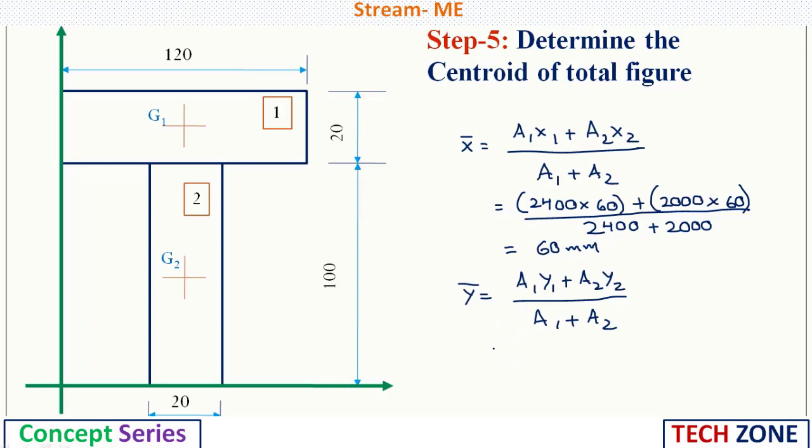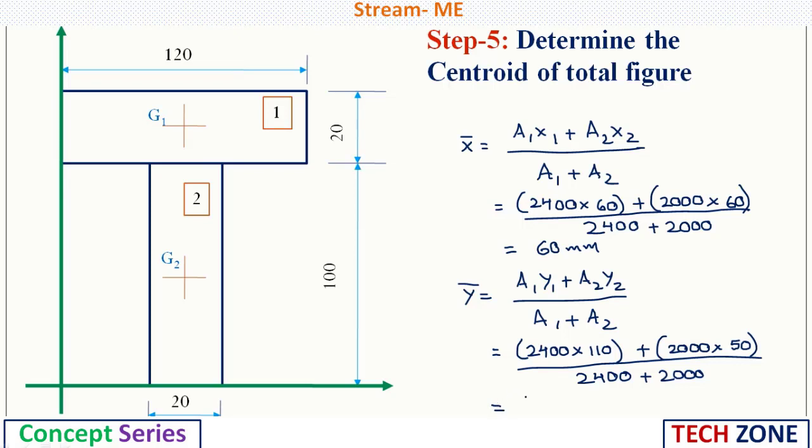Now similarly we need to determine y bar. So y bar is A1 y1 plus A2 y2 by A1 plus A2. So A1 is 2400 multiplied by y1. y1 value is 110. This is what we have obtained, plus A2 value is 2000 multiplied by y2 is 50 divided by A1 plus A2 is 2400 plus 2000. So from this we will get the value as 82.73 mm. So this is the centroid that we have obtained, x bar and y bar.